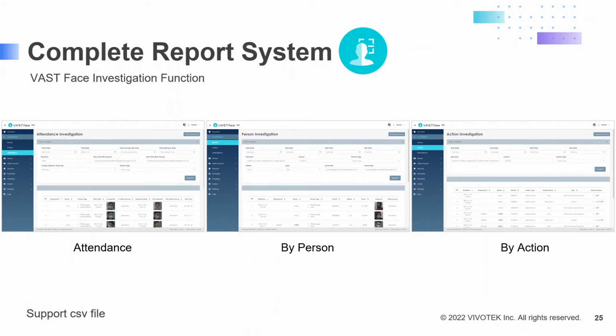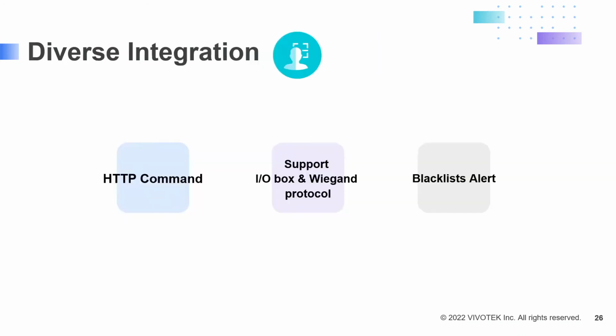Now, this software gives you great features. First is a complete and diverse report system. You'll be able to look at the attendance, look at the person's log of entrance and exit through different doors, and you'll be able to look at the actions that have been executed in the past. We also provide diverse integration through HTTP commands that you can integrate into the current human resource system, or you can utilize the aforementioned I/O box Wiegand converter to integrate with the current access control system. And lastly, it can provide a blacklist alarm.